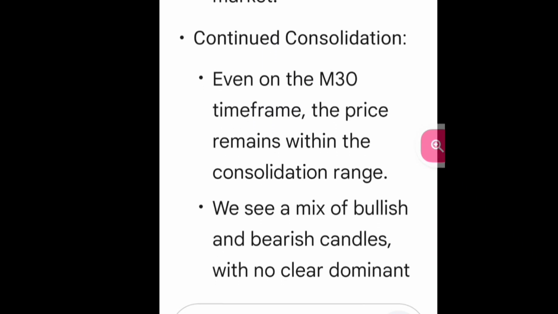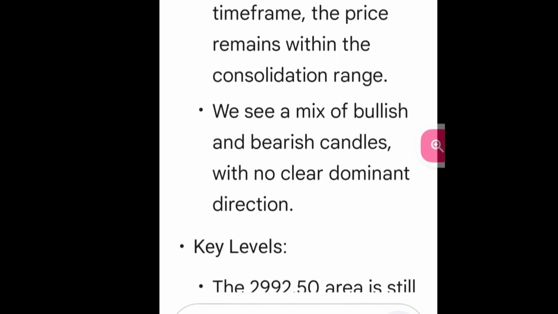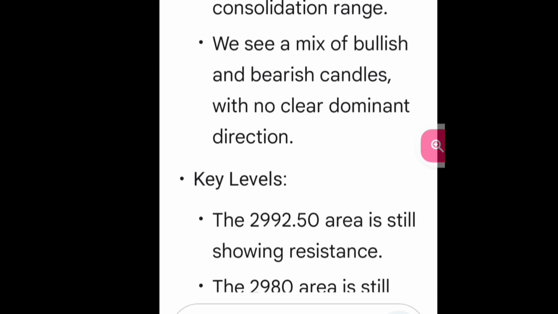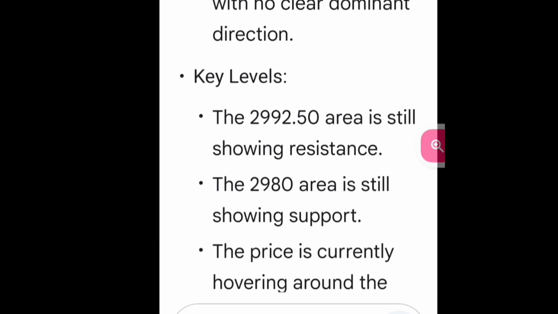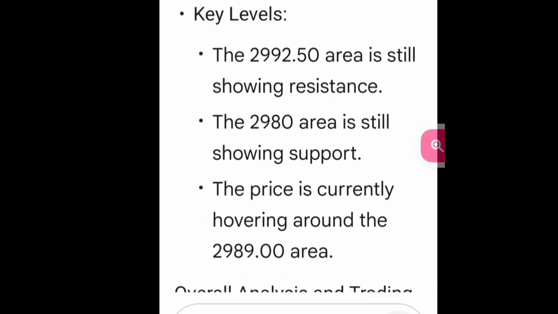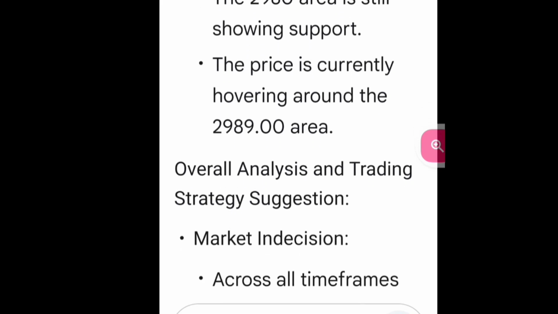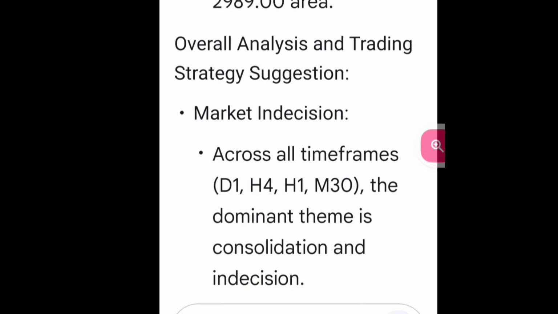Continued consolidation. Even on the M30 timeframe, the price remains within the consolidation range. We see a mix of bullish and bearish candles, with no clear dominant direction. Key levels. The 2,992.50 area is still showing resistance. The 2,980 area is still showing support. The price is currently hovering around the 2,989.00 area. Overall analysis and trading strategy suggestion.